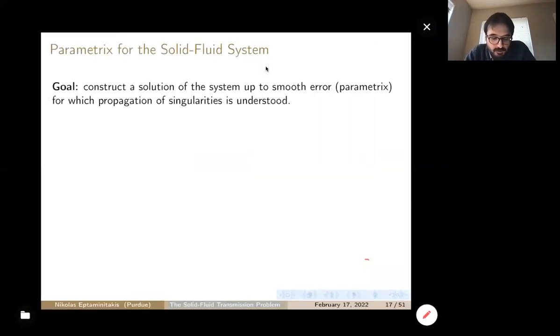So what do we want to do? We want to construct a solution for this system up to smooth error. So we want to construct the parametrices for which the propagation of singularities is clear and is easy to understand.